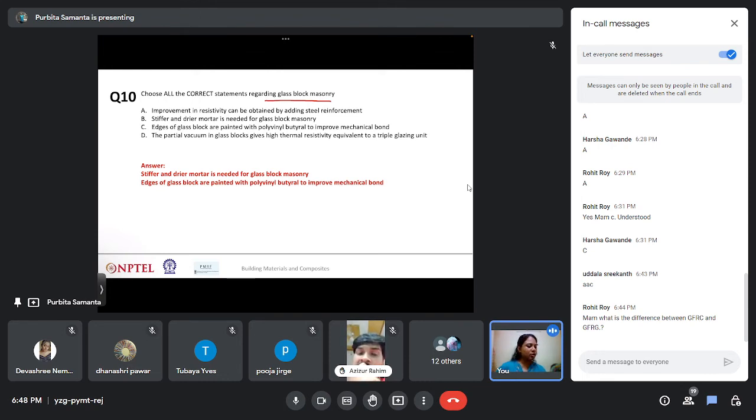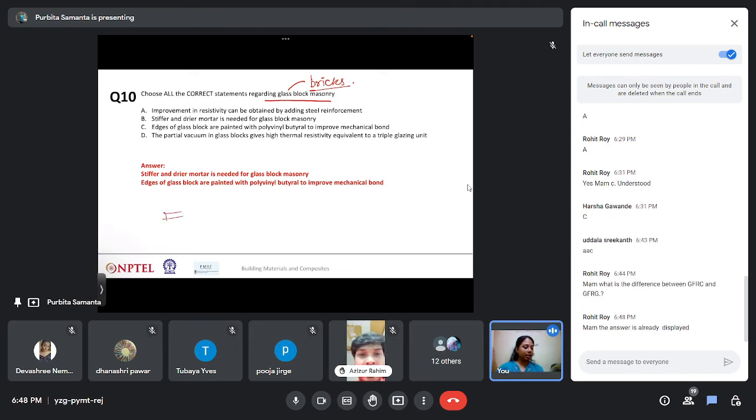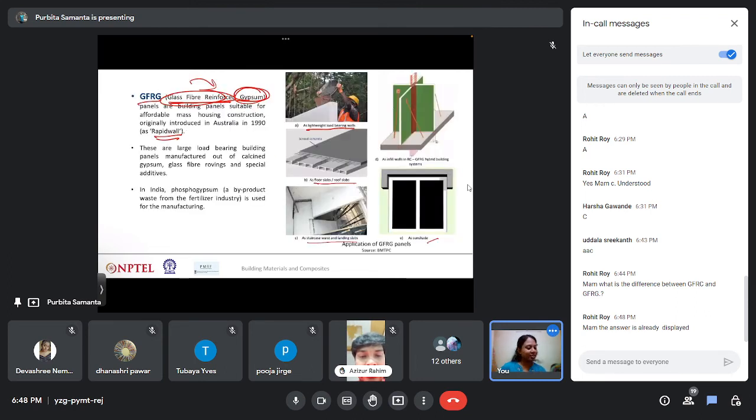Yes, anyone? Glass blocks are basically also known as glass bricks, right? Two glass pieces are attached to form a brick-like structure with the help of glass. Oh, sorry, the answer is already displayed.